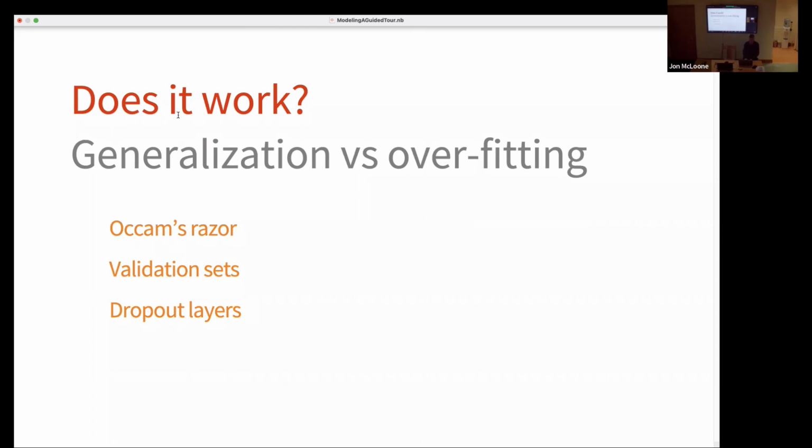And one I added on here, just because I find it such a crazy method that works, is something called dropout layers, which is particularly in neural net modeling, you have a layer whose job is to go mad and forget.